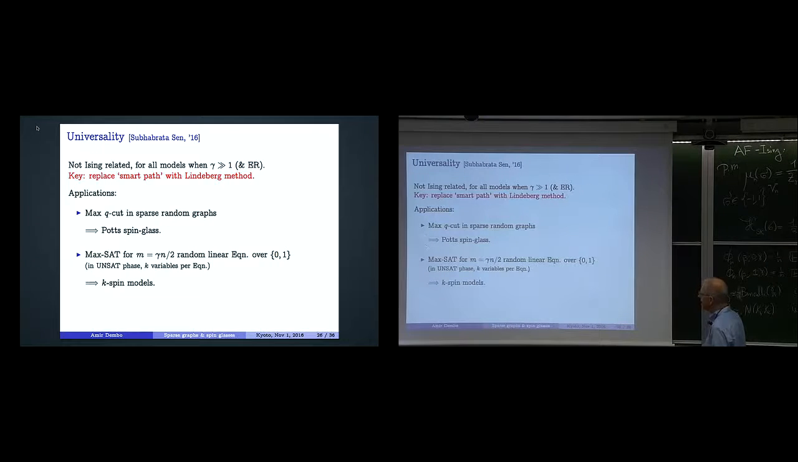The idea is to replace this smart path, this very careful interpolation in T, which was very important in the theory of spin glasses, and also very important for us when we do this whole fancy calculation, with a Lindeberg method which is good enough for it. Here are a few examples that you can do with it.